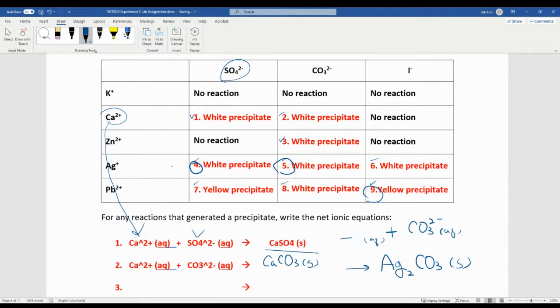And lead sulfate, another example, is not like the silver ones. Lead sulfate is already balanced. I'm looking at number 7. So Pb 2 plus, which is aqueous, plus sulfate.